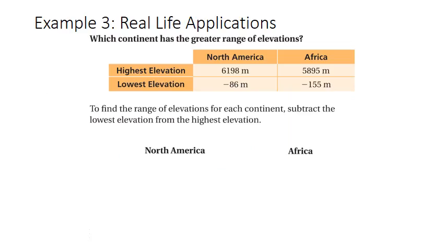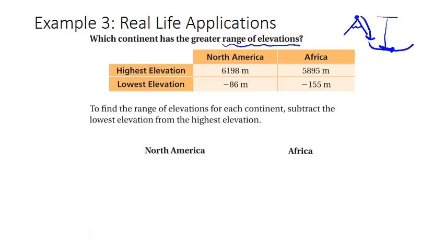So for example 3 here, we have a real-life application of this. So we can talk about which continents have the greatest range of elevations. Now by range of elevations, what they're talking about is going from the highest peak on the highest mountain in that continent and then going how far down is it to the lowest valley in the lowest part of that continent. When we want to know the distance or the change in altitude between those 2 points. So that's what it's talking about by the range of elevations.